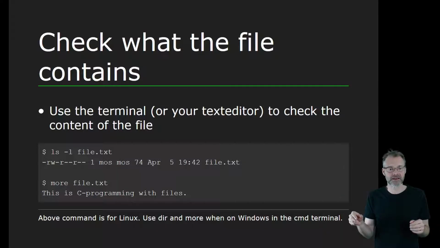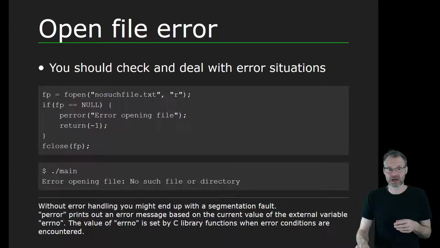Then we can look at the content of the file, and we can do this with more file.txt, and we see that the file contains the string. We don't see the actual \n, the end of line, new line character there, because it's just printed out. So we know it's actually there, but we don't really see it. It's not a printable character, it's just a new line.